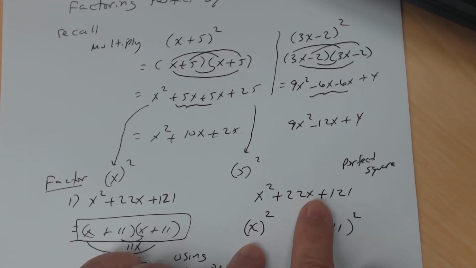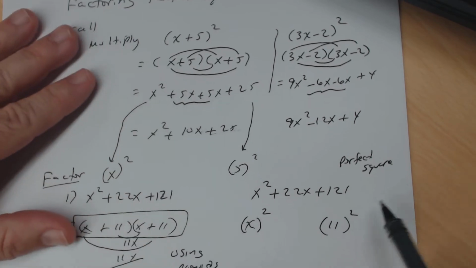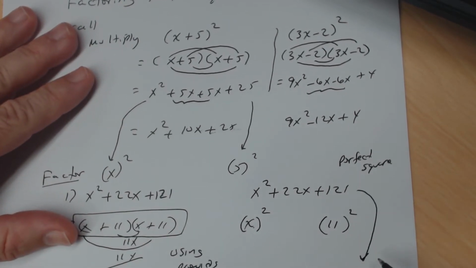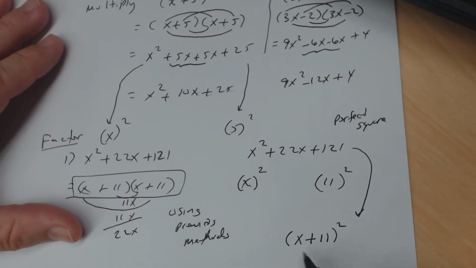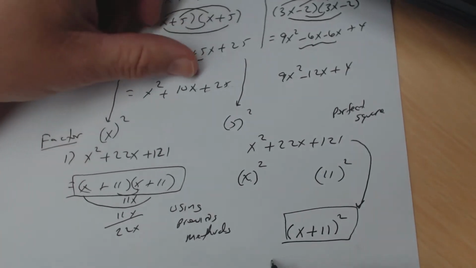So this right here is a perfect square trinomial. Since that's a perfect square trinomial, that means I can write this as x plus 11 squared. X plus 11 squared, and that will be your answer. Now you can check it. Go ahead and check it.